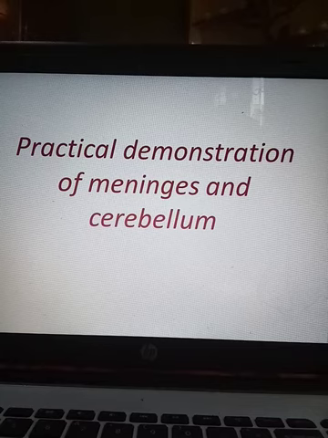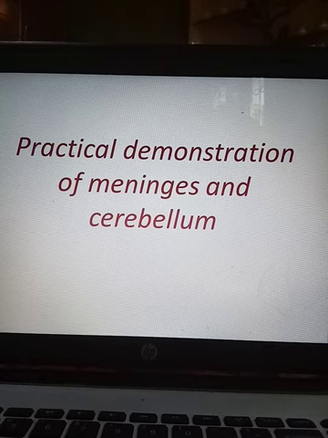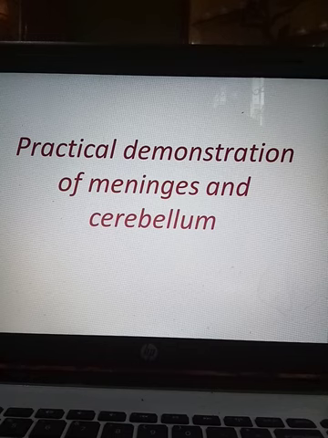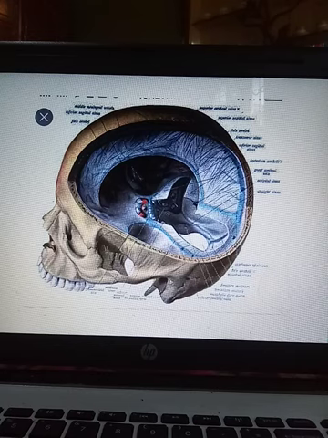Assalamualaikum. On request of certain students, I am just demonstrating your meninges and cerebellum since they were not present in your dissection hall. Coming to the meninges, what are these meninges? As by now you all must be knowing that meninges are three layered. Outer one is the dura mater, middle one is the arachnoid mater, and innermost is the pia mater.